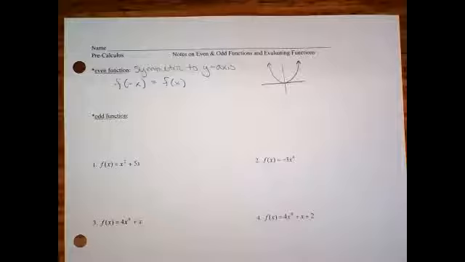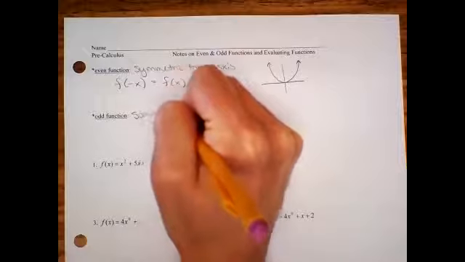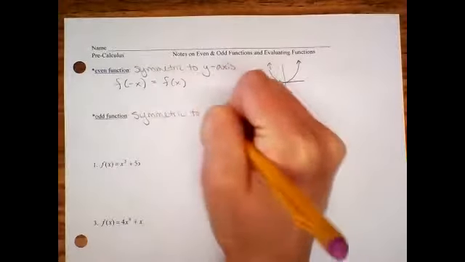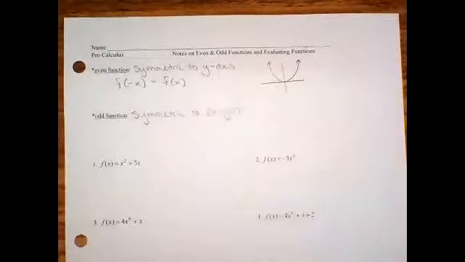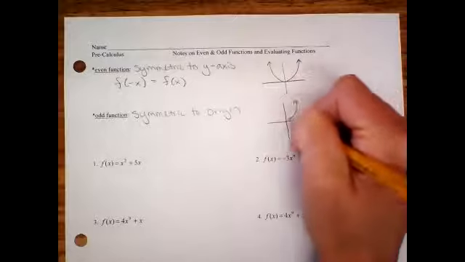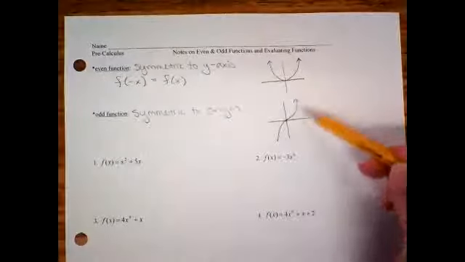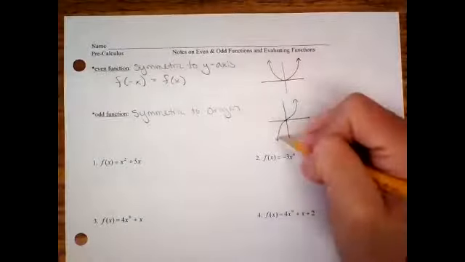So an odd function means symmetry to the origin. Symmetric to the origin. And so the way that that looks visually would be like the cubic function. So you have symmetry to that point 0, 0. So what's in quadrant 1 is reflected down into quadrant 3.